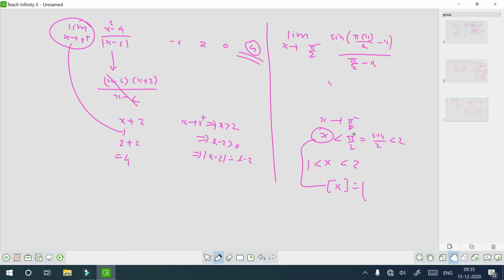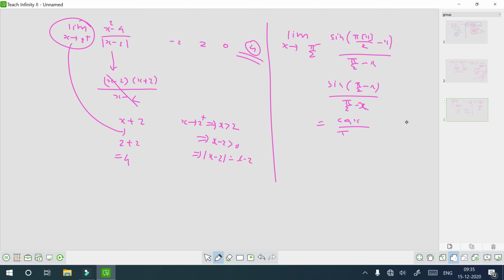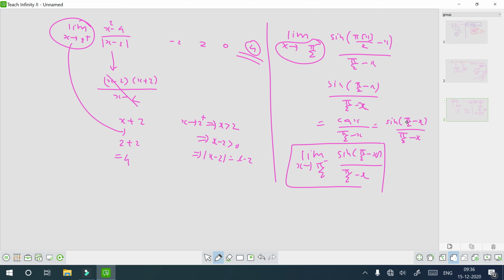So that is equal to sine of pi by 2 minus x over pi by 2 minus x. Yes or no? But see, that is equal to cos x over pi by 2 minus x, and that is equal to sine of pi by 2 minus x over pi by 2 minus x, because x tends to pi by 2 minus. So ultimately what limit do we want to find? Limit x tends to pi by 2 minus of sine of pi by 2 minus x over pi by 2 minus x. Clear? Now see, limit theta tends to 0 of sine theta by theta is 1. So the left hand limit is also 1, the right hand limit is also 1. So the answer comes out 1 here.